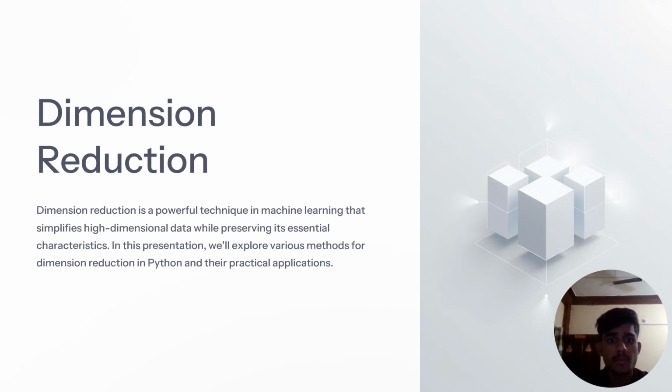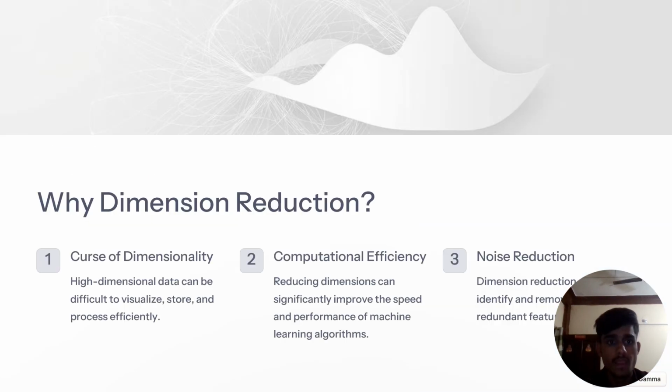Dimension reduction is a powerful technique in machine learning that simplifies high dimensional data while preserving its essential characteristics. Why dimension reduction? First, the curse of dimensionality. High dimensional data can be difficult to visualize, store, and process efficiently.